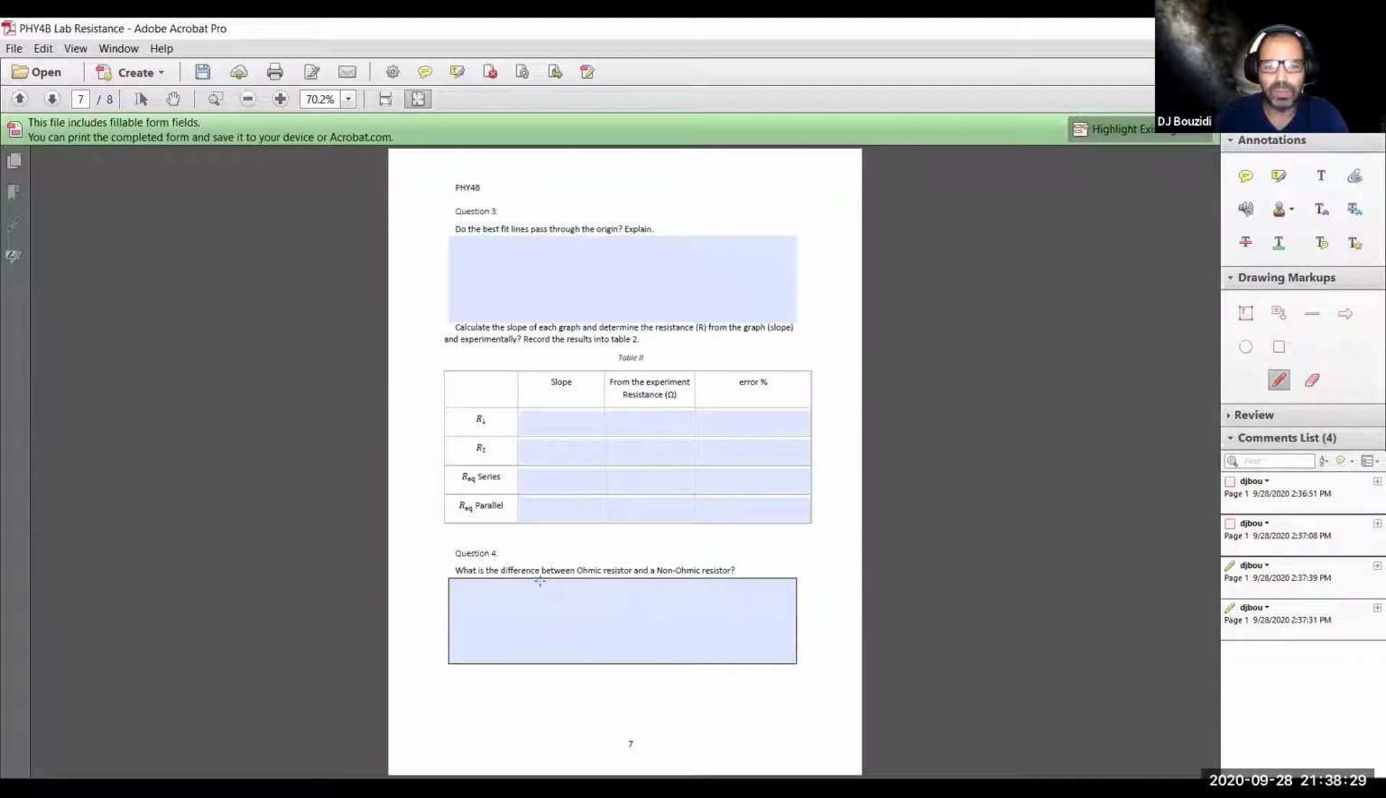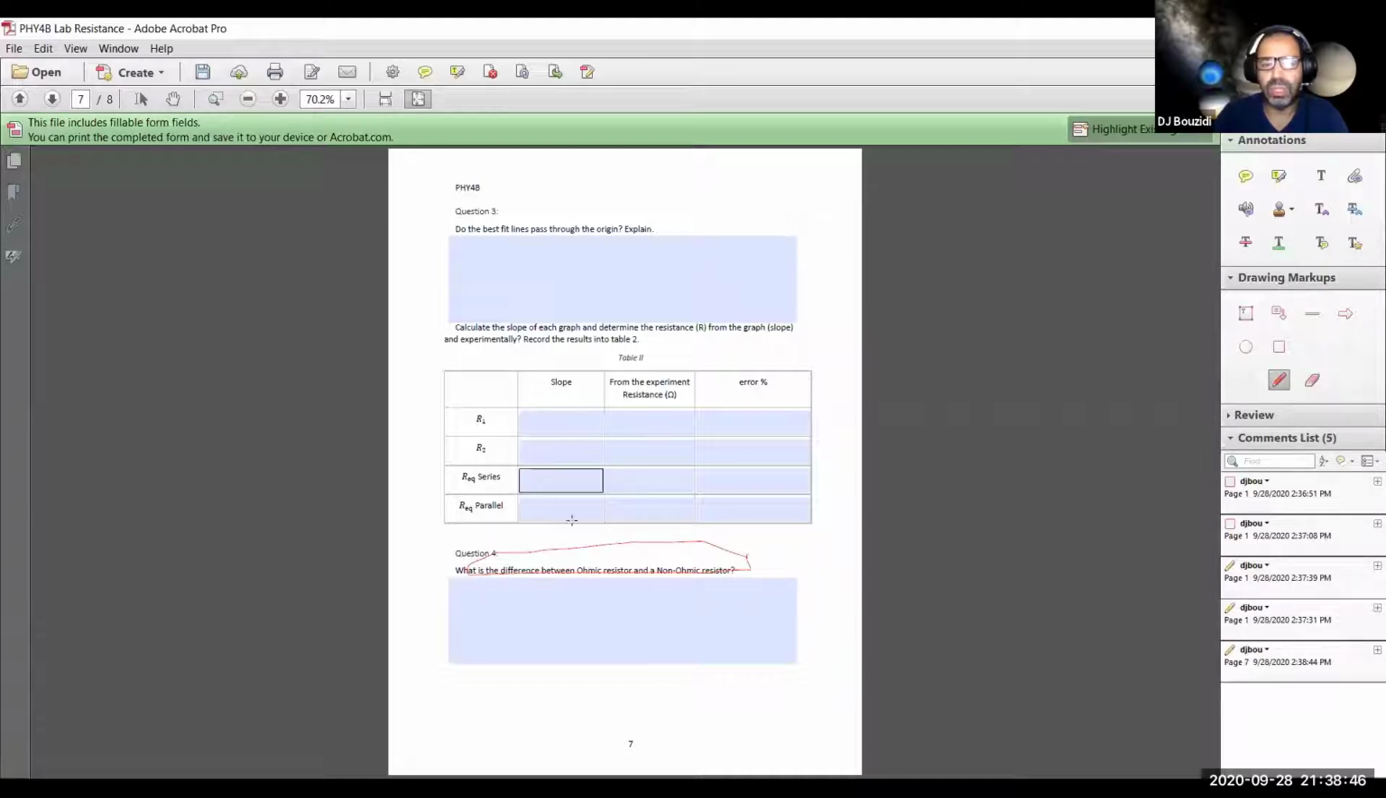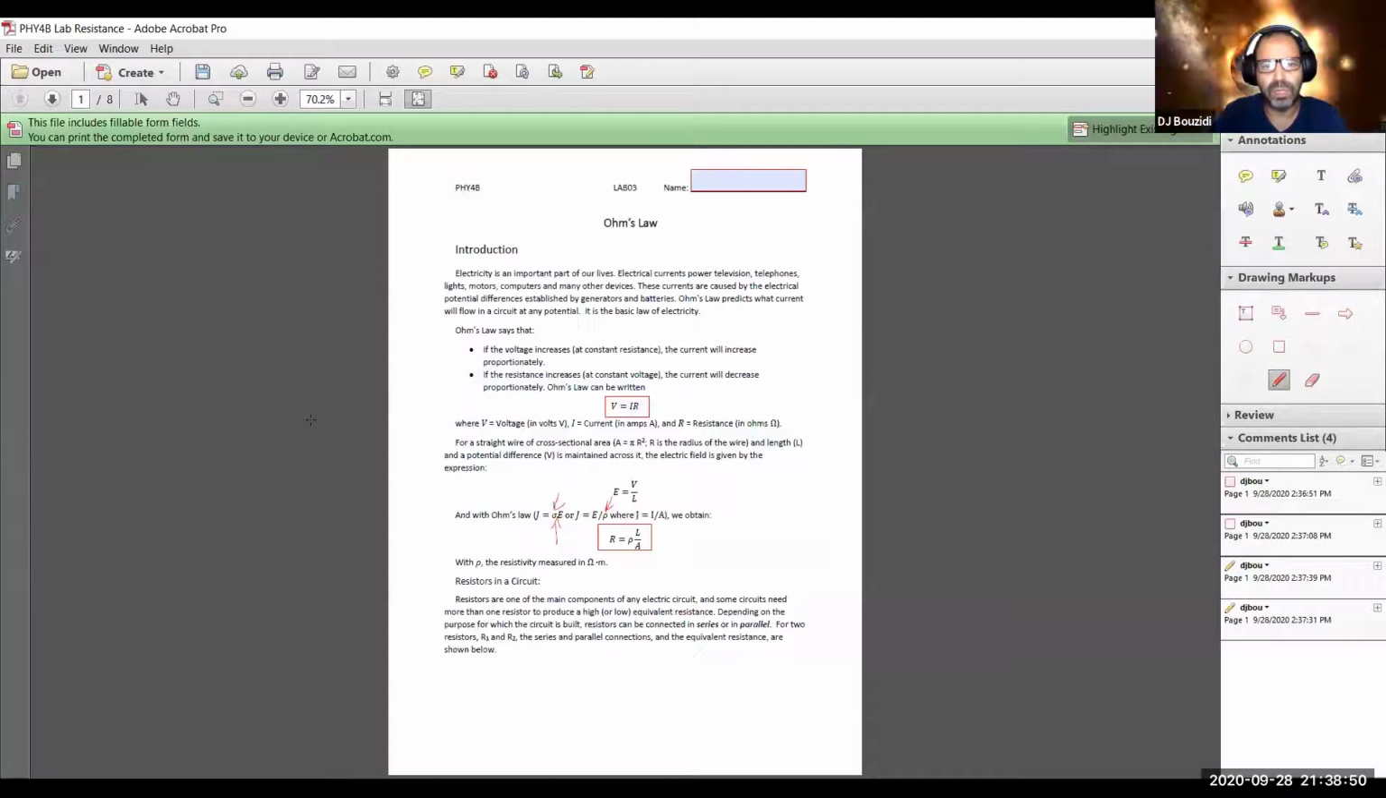What is the difference between an ohmic resistor and a non-ohmic resistor? A non-ohmic resistor is one that doesn't obey that relationship. It doesn't look like a linear function, it's off, okay? And that is usually because of heat. When the temperature starts to change, the resistance is no longer constant. So let's go back to the first expression.